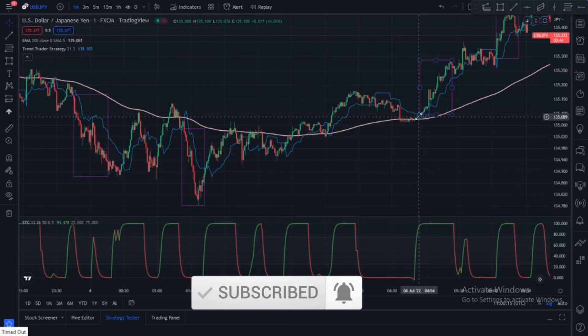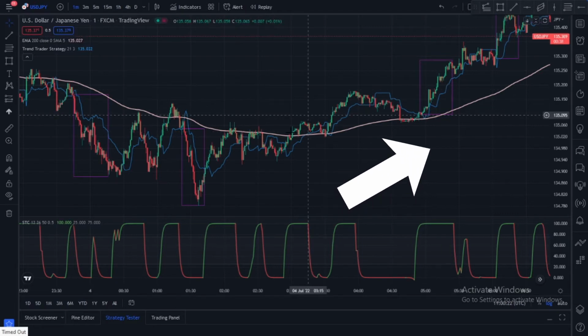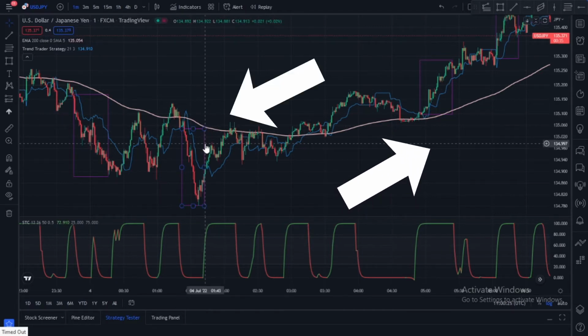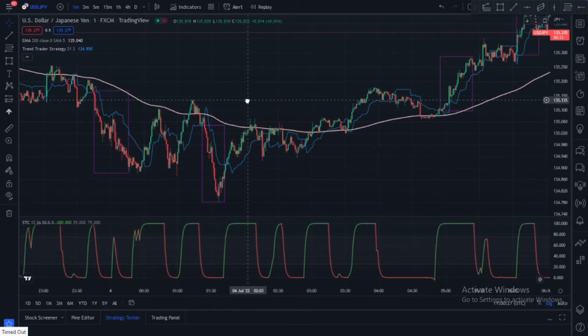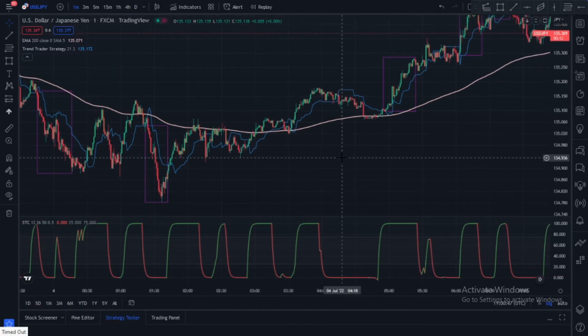The strategy is that we first determine the trend by EMA. If the price is above the EMA, it is an upward trend, and if it is below it, it is a downward trend. Then, for confirmation and better understanding of the trend, we take help from the Trend Trading Strategy. When the price closes below this indicator, the trend is downward, and when it closes above this indicator, it is an upward trend. I also explained the STC indicator at the beginning of the video.